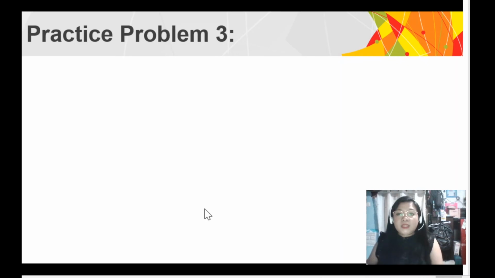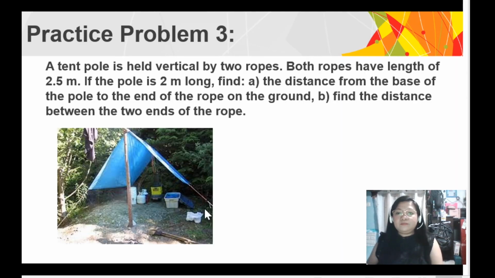Last question for your practice. A tent pole is held vertical by 2 ropes. Both ropes have length of 2.5 meters. If the pole is 2 meters long, find A, the distance from the base of the pole to the end of the rope on the ground, and B, find the distance between the two ends of the rope.